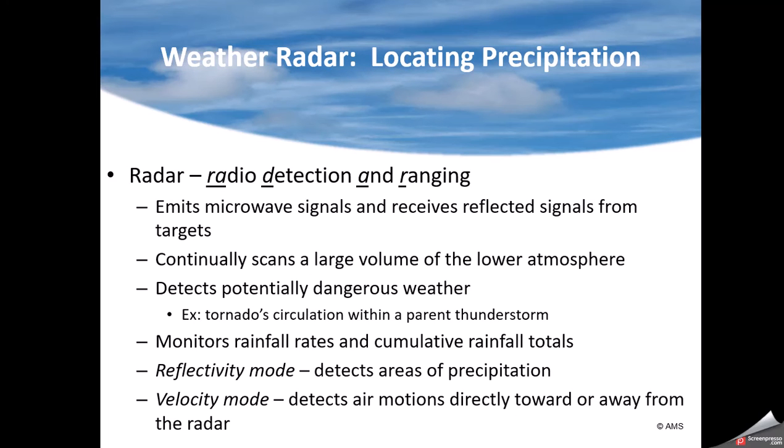So radar is another way of looking at precipitation and clouds and dust. Actually, we can detect bugs along a front sometimes with radar. There are 2 different modes of it. Reflectivity mode, which is just detecting the precipitation, or something is getting reflected back. And then there's velocity mode, which detects the air motion directly, whether it's away or towards the radar.